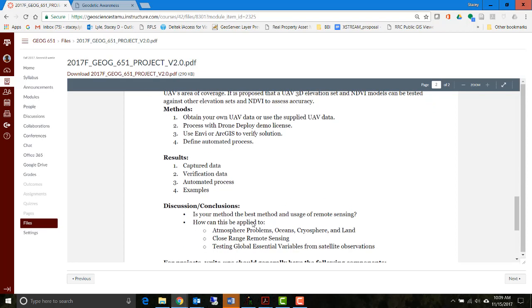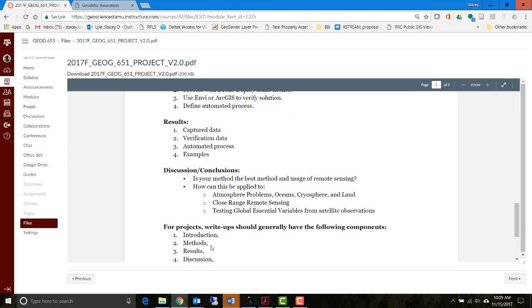You'll form your conclusions. You'll say, well, was this a good use of remote sensing? Anytime you do a research project, you want to say, is this a good use of that technology, or could I have done it another way? You want to see where it can be applied. Can it be applied to atmospheric problems or ocean problems, cryosphere or land problems, or anything in the geosciences? Where can it be applied? And would it work for close range remote sensing, like if you were looking at cracks in bridge structures, could you use the same kind of technology? And then testing these against maybe satellite observations.